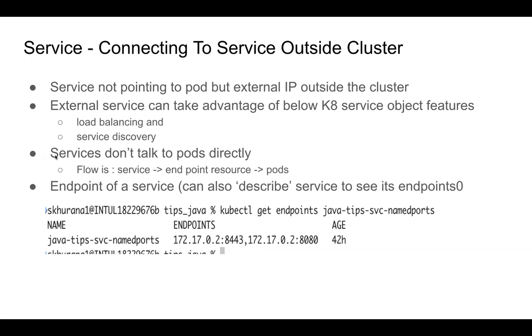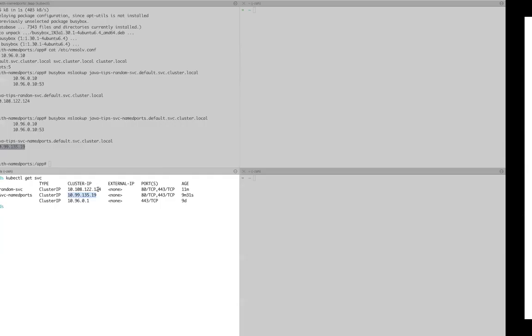Now, one thing we have to remember is services do not talk to pods directly. Once you create a service, internally an endpoint resource gets created, and the service points to that endpoint resource, and that endpoint resource points to the pod. So if you want to see the endpoint resource, let's see the endpoint resource of the service.